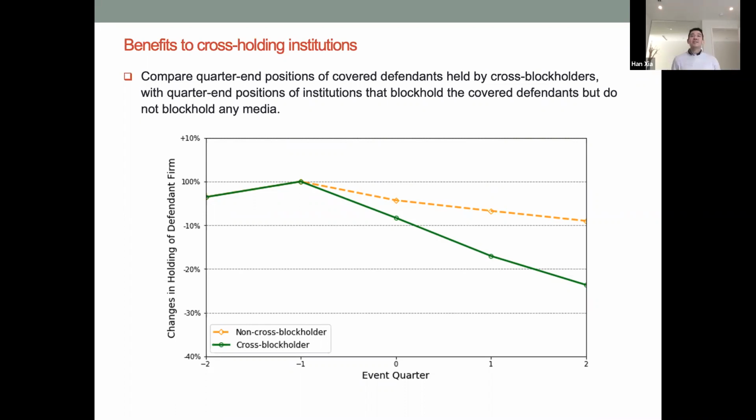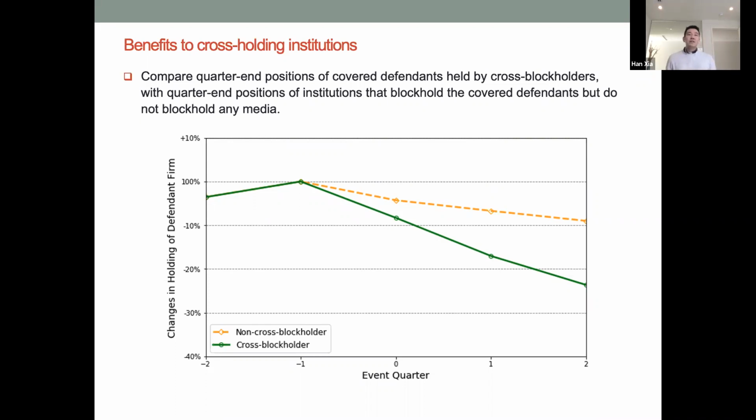Again, there are two lines. The green line represents the cross-block holding institutions. So these are the guys that can potentially use this pump and dump strategy. And the yellow line is the one that are not block holding the media and the defendant firm at the same time. Okay. So we normalize everyone's position on the defendant to 100% in the quarter before the litigation, the -1 quarter, so that you can read all these numbers as the changes relative to that pre-position.